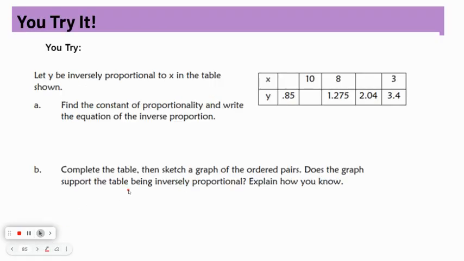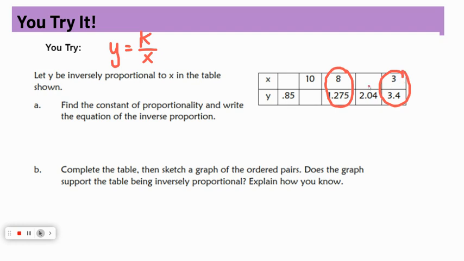All right, last but not least, I've given you a table, and we're going to use that inverse proportional relationship, so y equals k over x, to solve this relationship. It says first find the constant of proportionality. That's that k value. And let's write our equation of the inverse proportion. So in order to do that, I need an x and a y value. I can see on my table I've got this one and I've got this one. It doesn't matter which one you pick. You can pick either one.